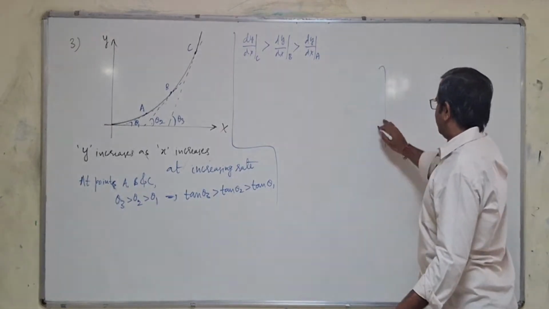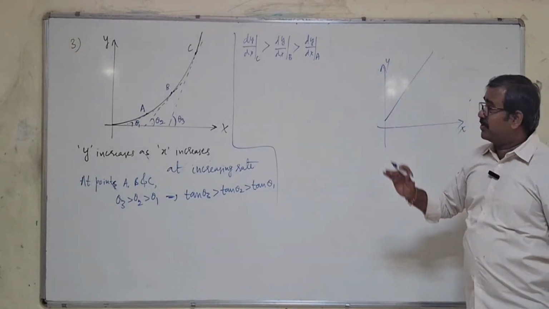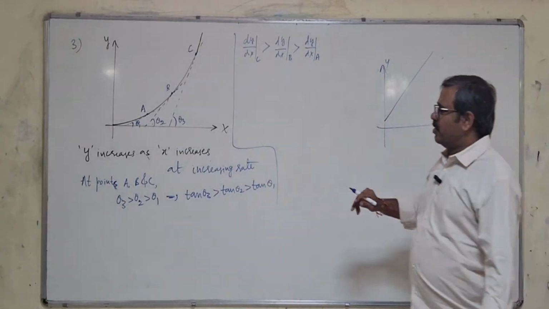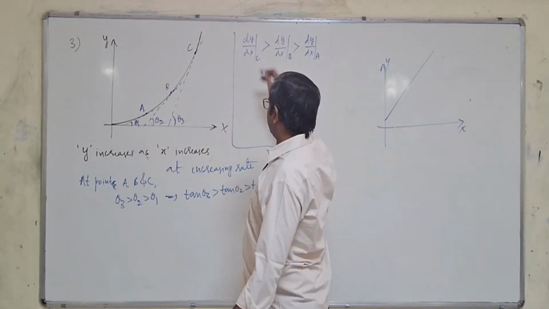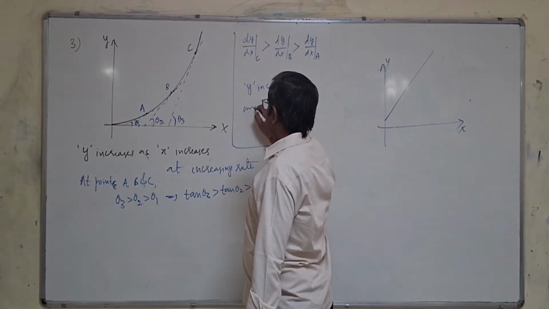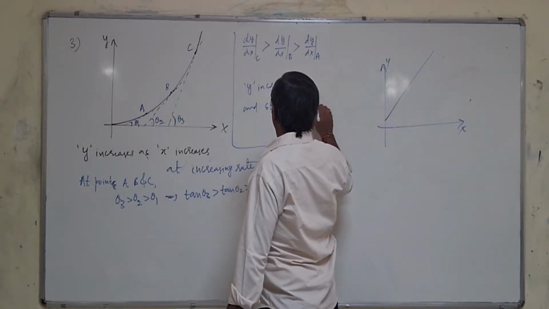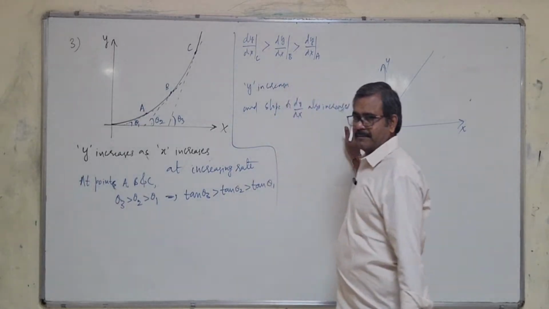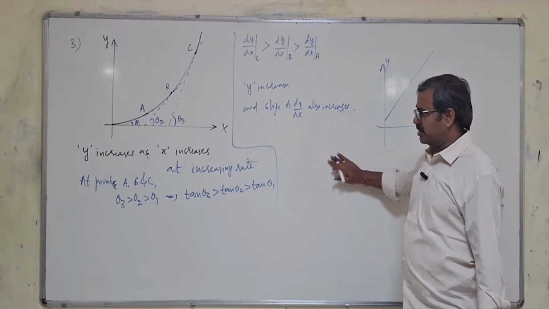Whereas in the first graph that we have drawn, y increases, but the rate of increase in y is constant. Straight line graph. Here, y increases, and the rate of change in y also increases. Y increases, dy by dx also increases. So y increases and slope, or dy by dx, also increases. You understand this? This is the story that this graph is telling us. Note down this.